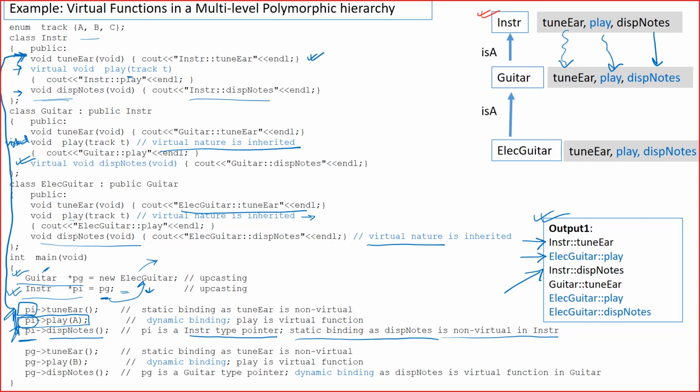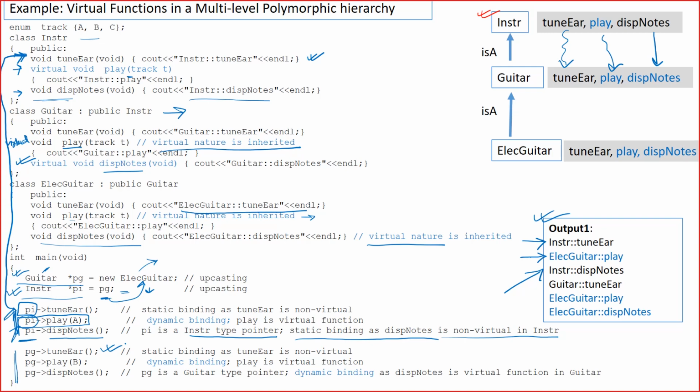And the same thing we have done for pg. When we create this pg, pg is a guitar type pointer, so it is at a lower level than instrument, and at the guitar level both this disp note and this play become virtual. So what happens if we call this tuner? Which one will be called? Will it call instrument?